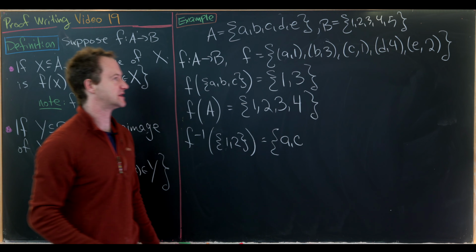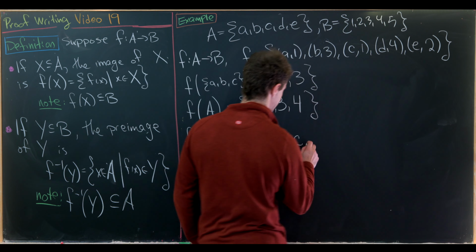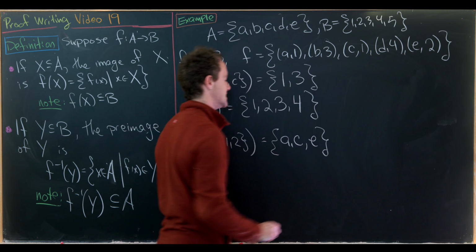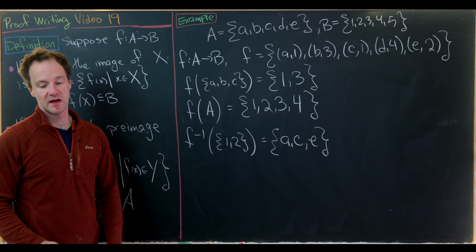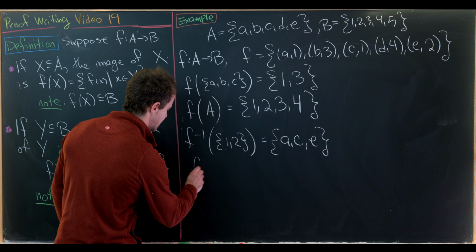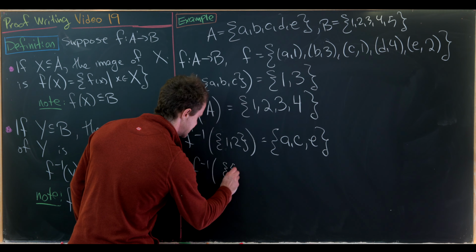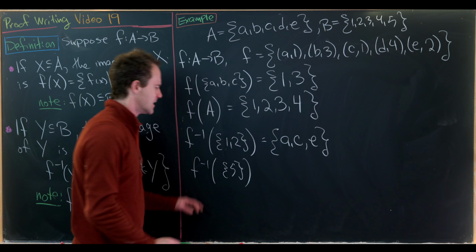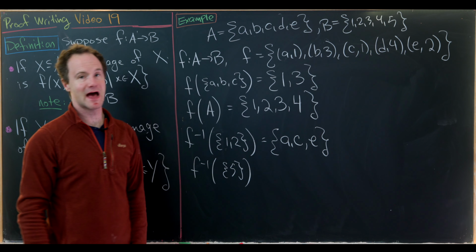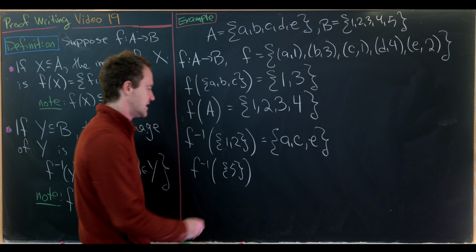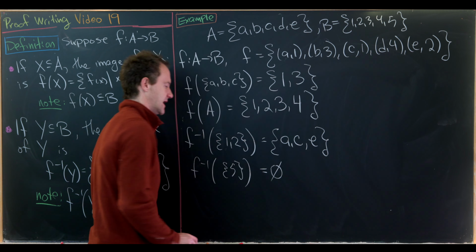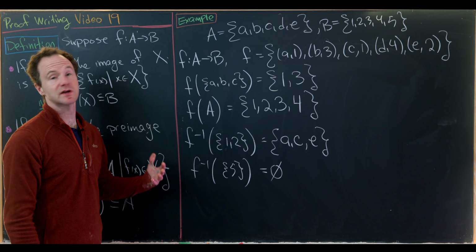And then what is mapped to 2? Well, E is the only thing that's mapped to 2, so we get E. Okay, great. Now let's look at one more. Let's look at the preimage of the singleton 5. But let's notice that nothing gets mapped to the number 5, so this just gives us the empty set. Okay, let's look at another example.